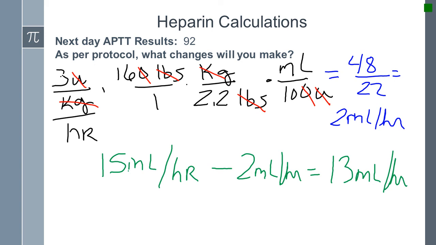So I hope this makes sense. It's basically just following that protocol and knowing that every step you're going to have to figure the math and then add it or subtract it to what you had before. And then the boluses are going to stand alone.